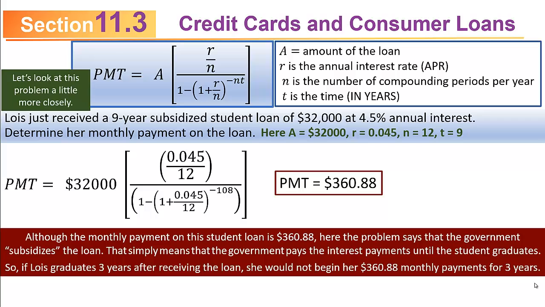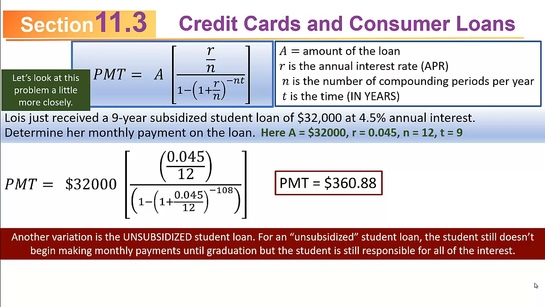So if Lois graduates 3 years after receiving the loan, she would not begin her $360.88 monthly payments for 3 years. So even though she may have borrowed the money when she started school, or maybe a year into school, she doesn't have to pay anything for those 3 years until she graduated.